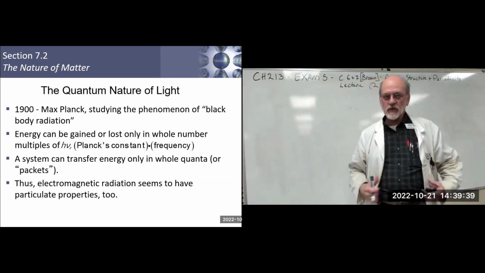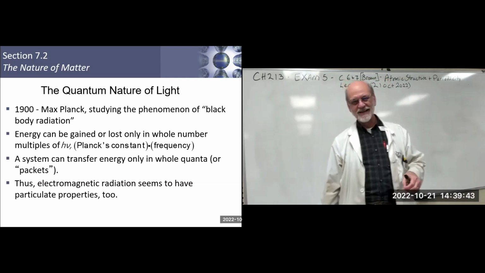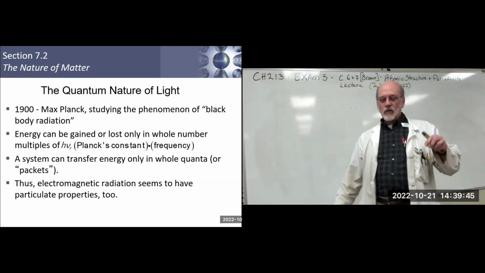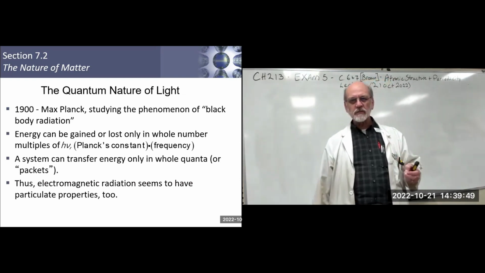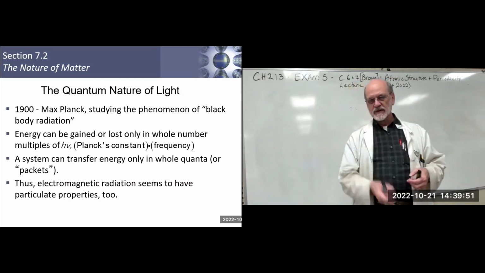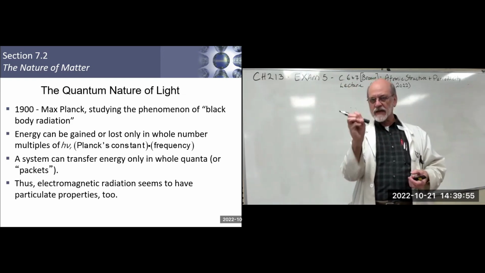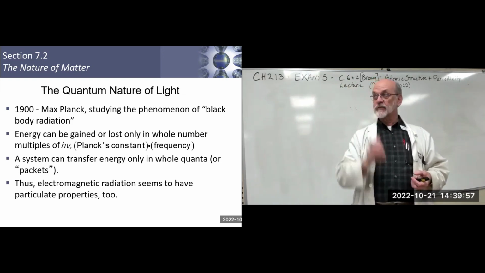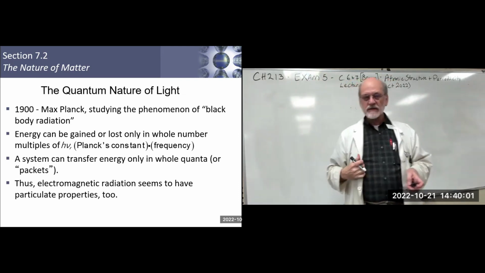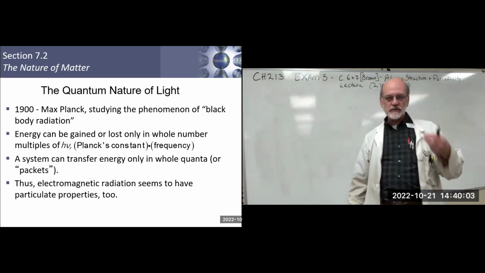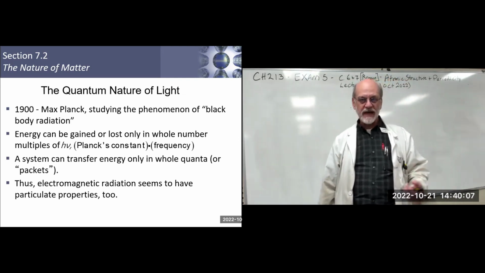All right, so that's where the big controversy erupted. What we refer to now is the quantum nature of light. Quantum refers to packets. A quantum of light is a discrete packet of energy that travels from here to there. And some of the first research that was done on it was in reference to black body radiation by Max Planck.